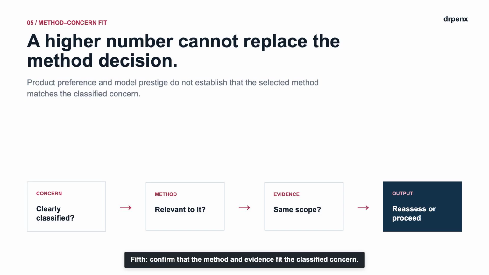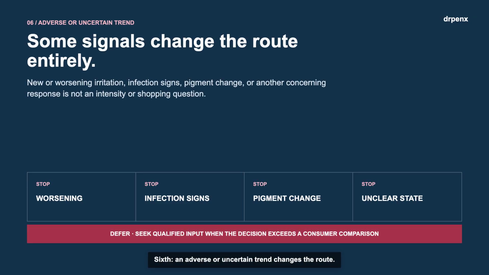After those 6 checks, choose the narrowest supported output. Continue observing when the record is comparable but incomplete. Rebuild the baseline when the evidence is unstable. Troubleshoot the device when product state is unknown. Reassess the method when the concern and evidence do not align. Stop or seek qualified input when the trend is adverse or outside the at-home boundary.